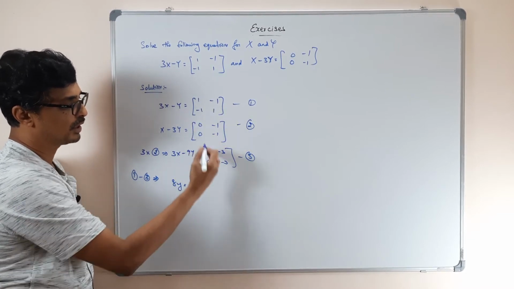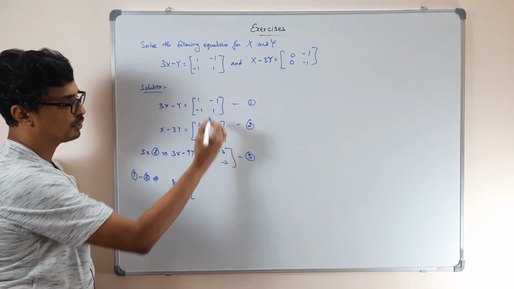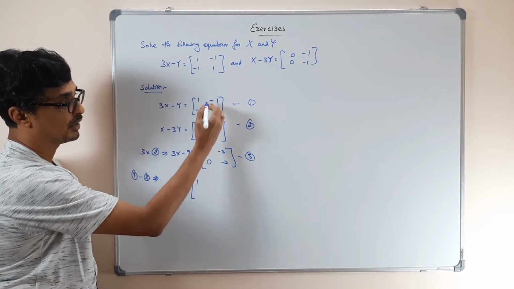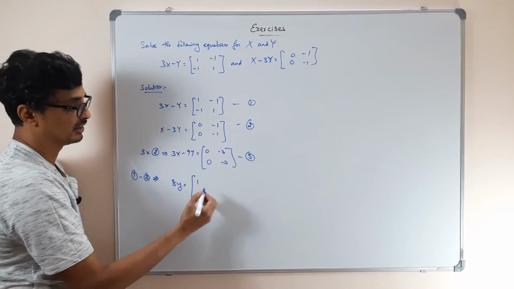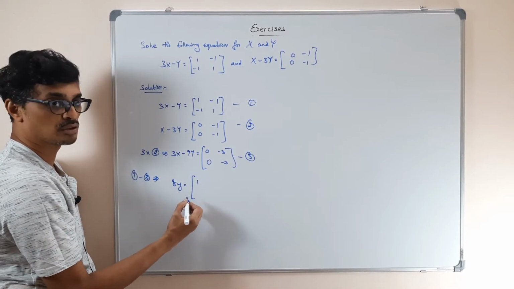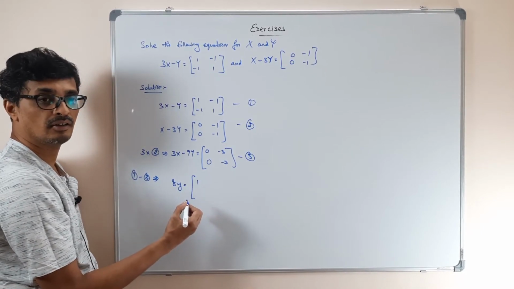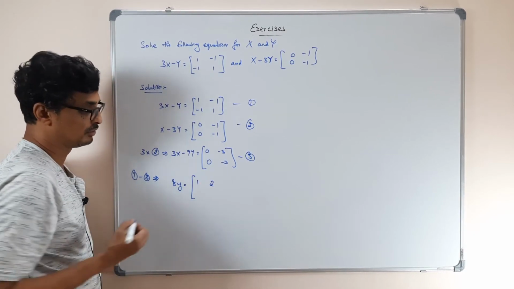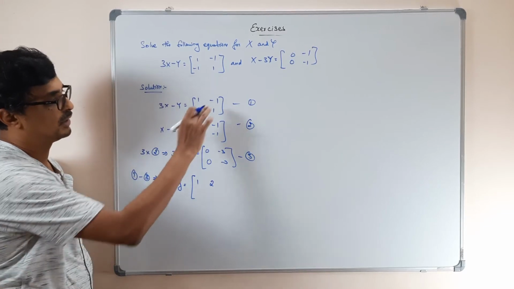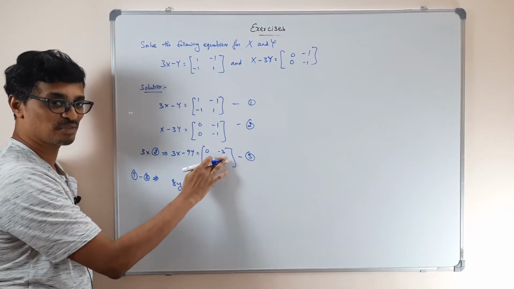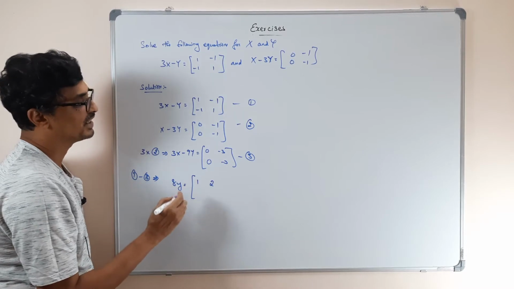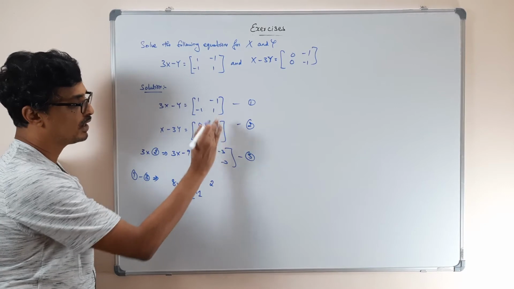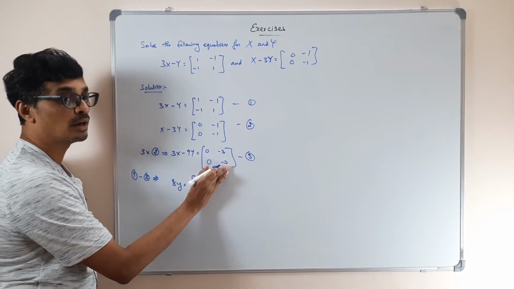1 minus 0 is 1. Minus 1 minus of minus 3 is plus 2. Then minus 1 minus 0 is minus 1. And 1 minus of minus 3, that is 1 plus 3, equal to 4.